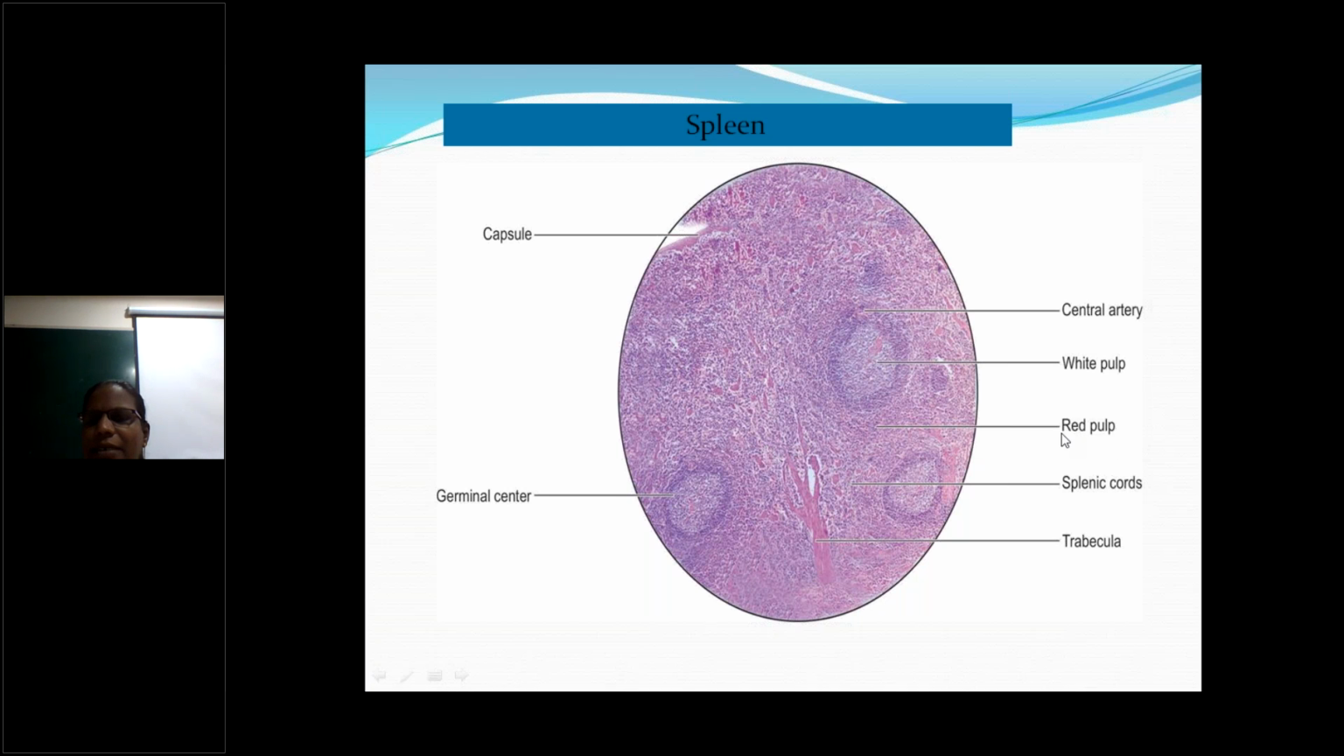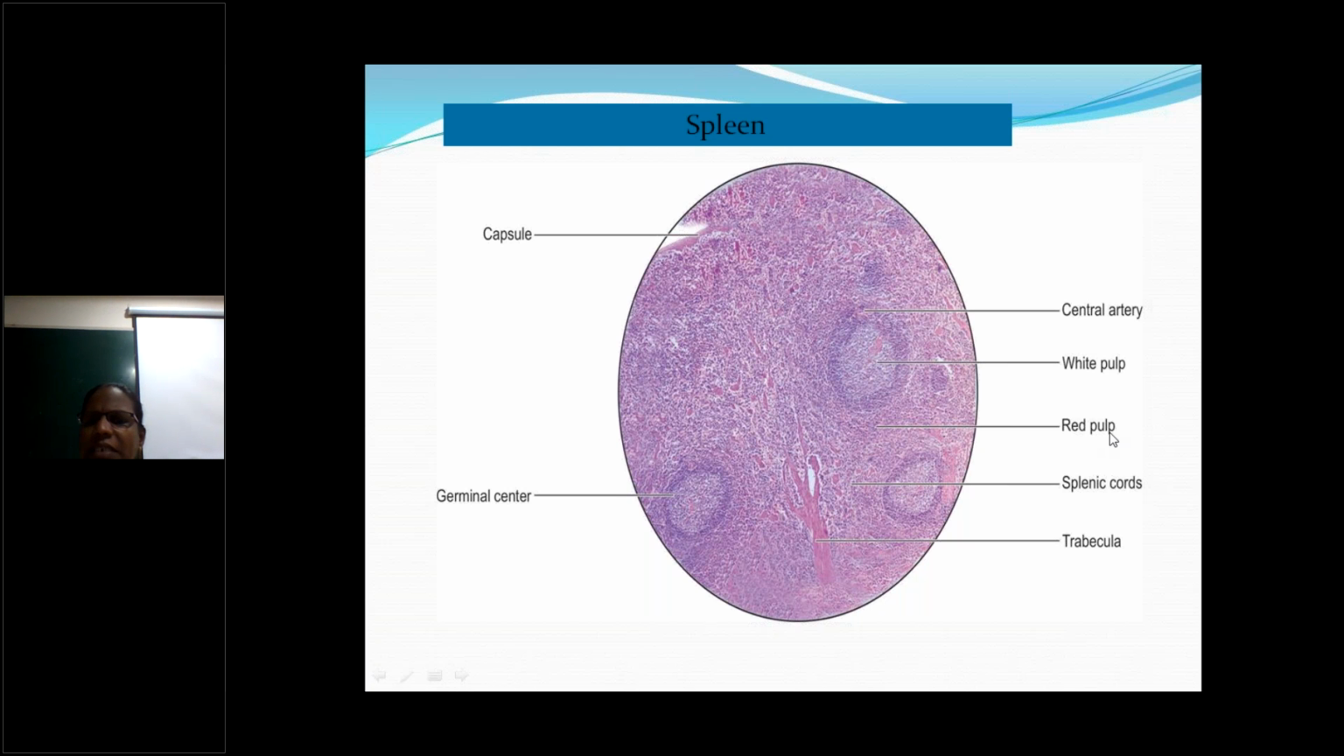The red pulp contains venous sinusoids with RBCs, and you are able to see splenic cords. Here and there some diffuse lymphocytes are present in between the venous sinusoids. That we call splenic cords, seen in the red pulp. Along with that, it also contains some trabeculae with blood vessels in the red pulp.